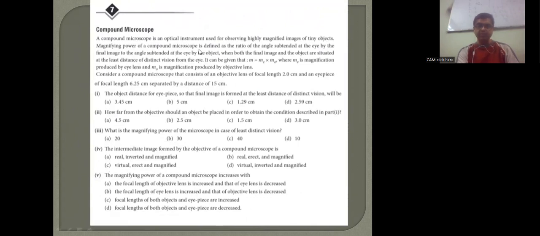Magnifying power of compound microscope is defined as the ratio of angle subtended at the eye by the final image to the angle subtended at the eye by the object, when both final image and the object are situated at least distance of distinct vision from the eye. It can be given that overall magnification is ME into MO, where ME is the magnification produced by eye lens and MO is the magnification produced by objective lens.